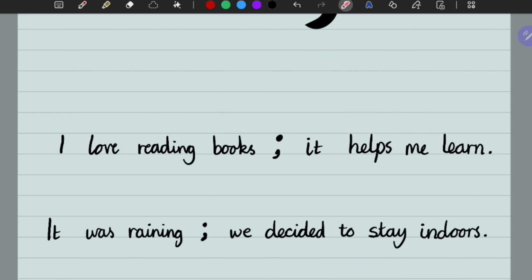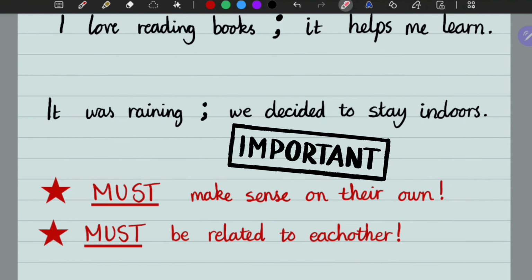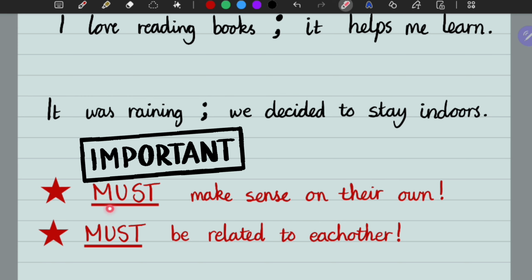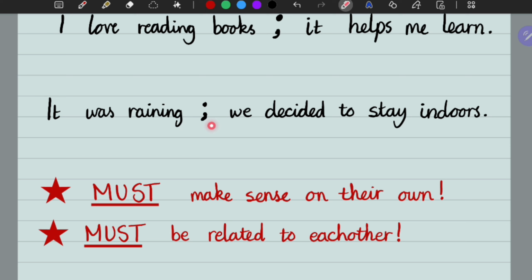But be careful, there's a catch. Now, the two clauses must make sense on their own. It was raining works on its own, and we decided to stay indoors works on its own, and also they must be related to each other. It was raining, so we decided to stay indoors. They're about the same thing. They're talking about something similar.